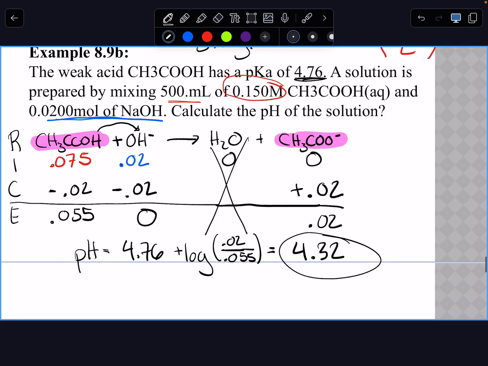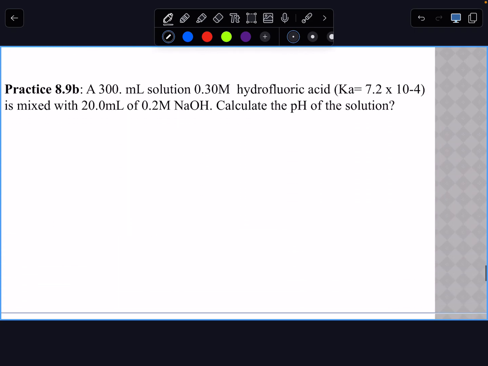Okay, for another smiley face today, try practice 8.9b with your table. Raise your hand if you need help or once you think you've got it. Okay, ready, set, go.